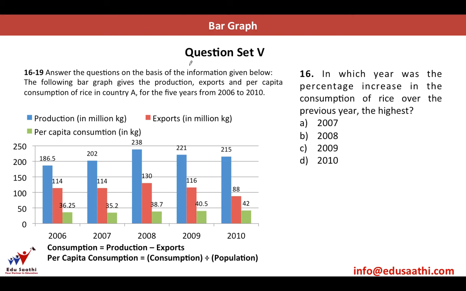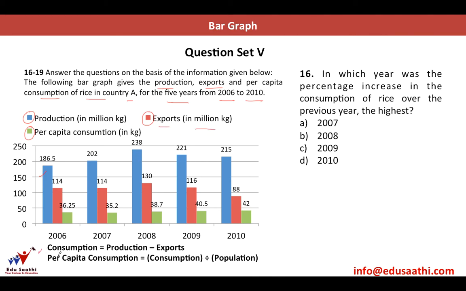So let's look at this last set in bar graphs. Answer the question on the basis of the information given below. The following bar graph gives the production, exports and per capita consumption of rice in a country A for the 5 years from 2006 to 2010. The blue bars show the production in million kg, the green bars show the per capita consumption in kg, and the red bars tell us the exports in million kg.